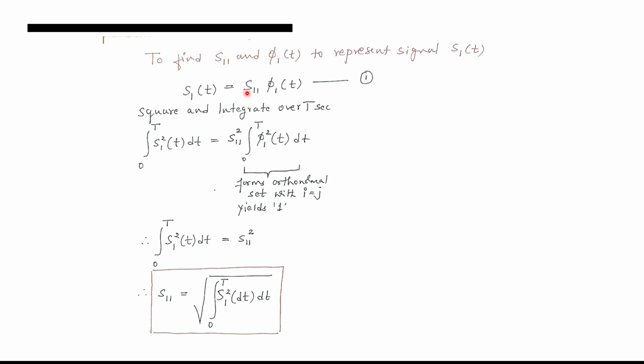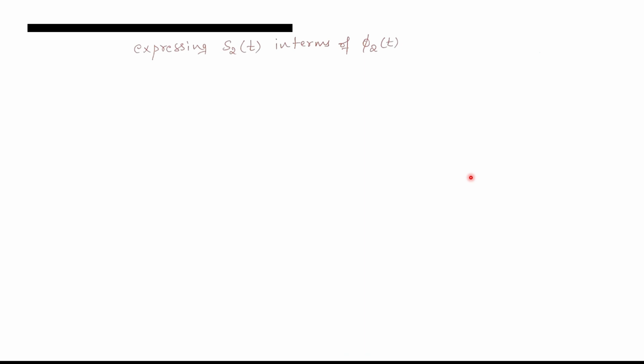Once S11 is available, S1 of t is known, so it is very easy to calculate phi1 of t. Therefore, phi1 of t is given by S1 of t by S11. In a similar way, we have to express S2 of t, that is the second finite duration energy signal, in terms of the second orthonormal basis function phi2 of t.